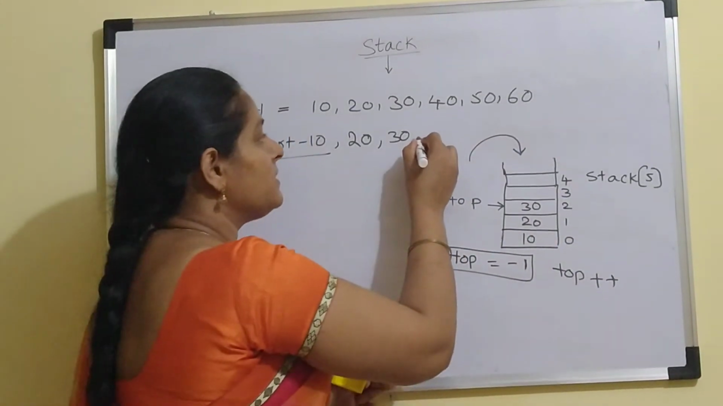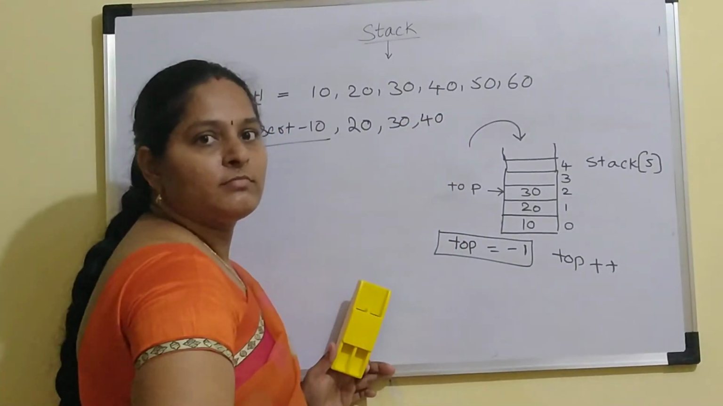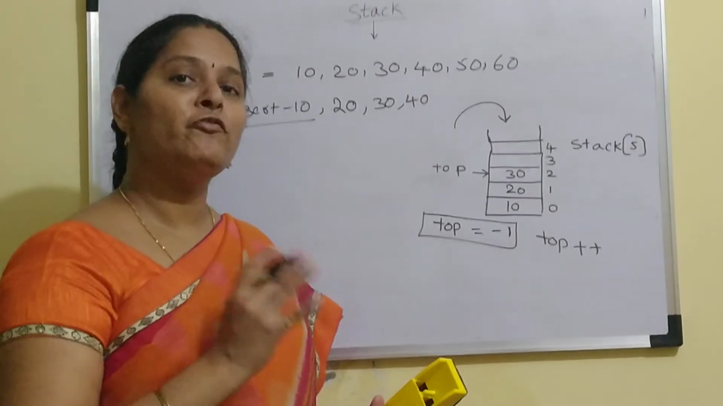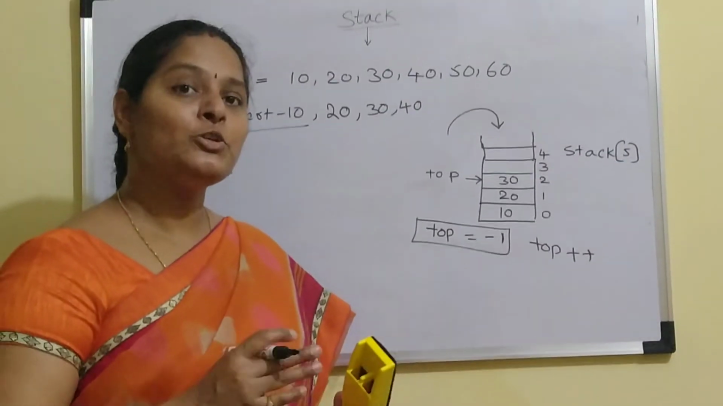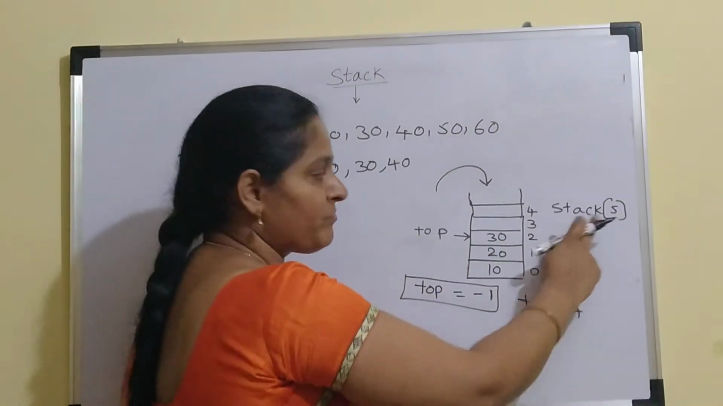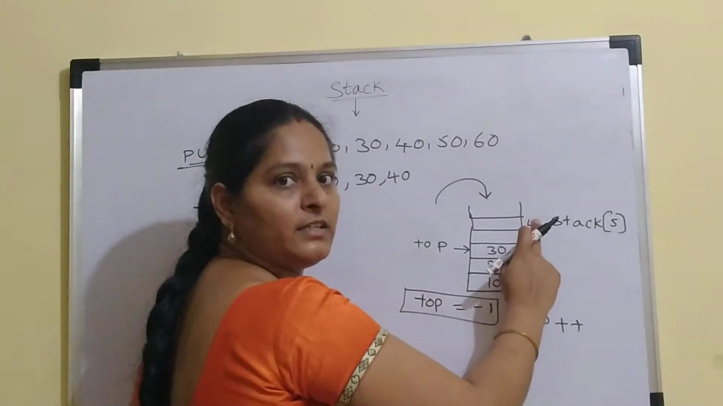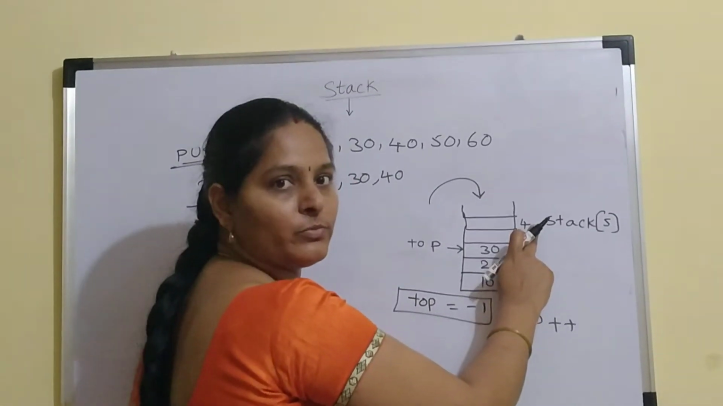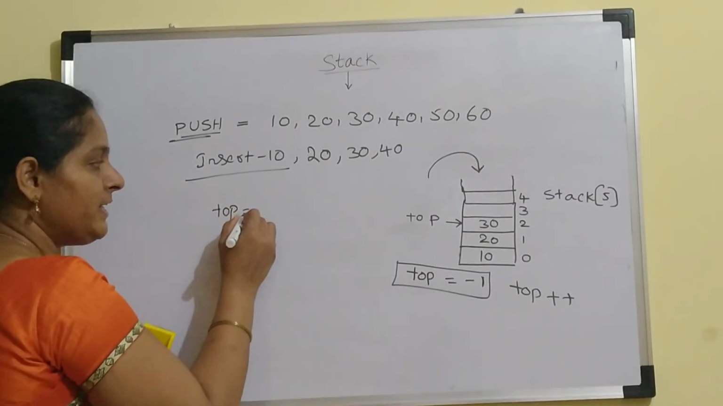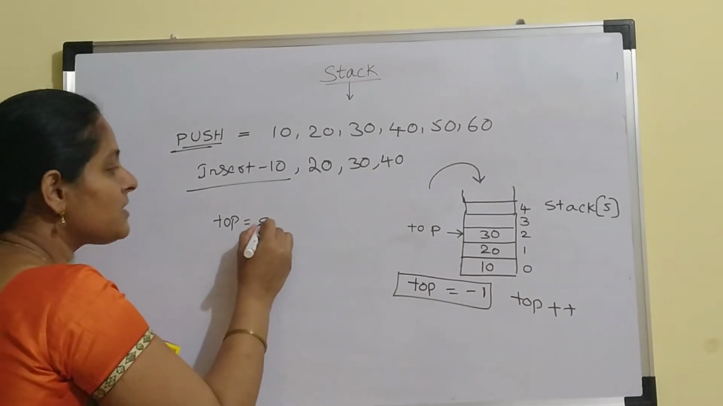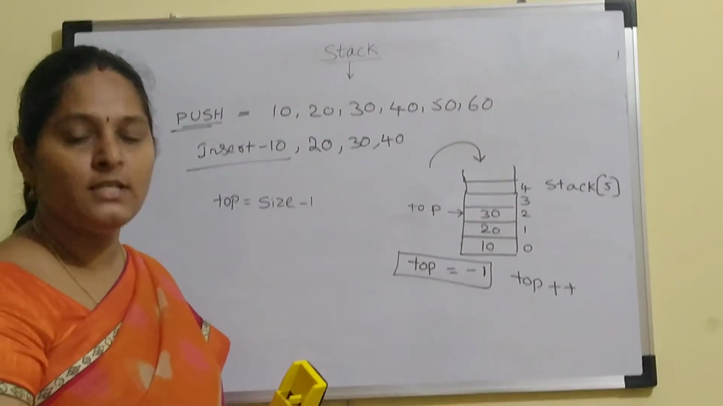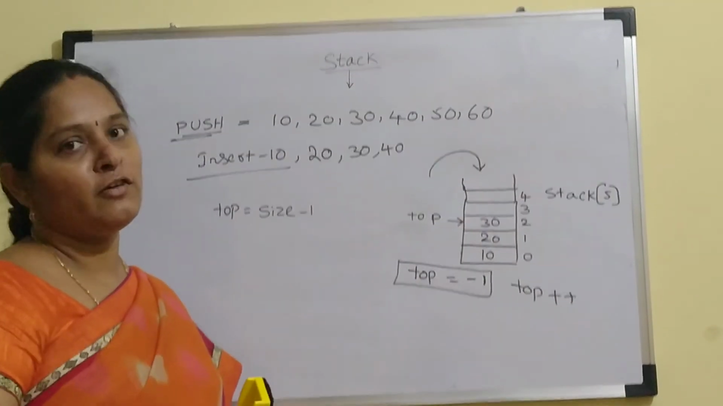Right? Now next, insert 40. Okay. So before inserting 40, just check whether the stack is full or not. How to check whether the stack is full or not? Here the stack size is 5. That means we can store 5 elements. The 5th element will be at index 4. That indicates that if the top pointer is pointing to size -1 index, or size -1 position, that indicates that the stack is full.